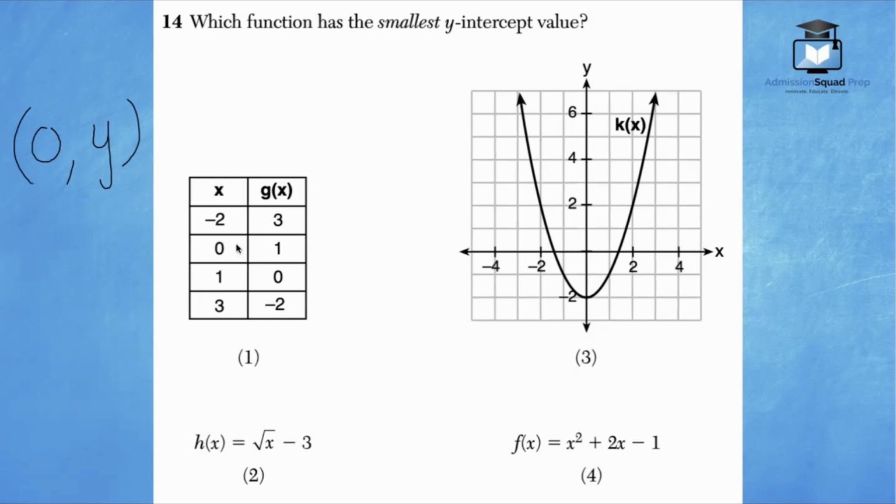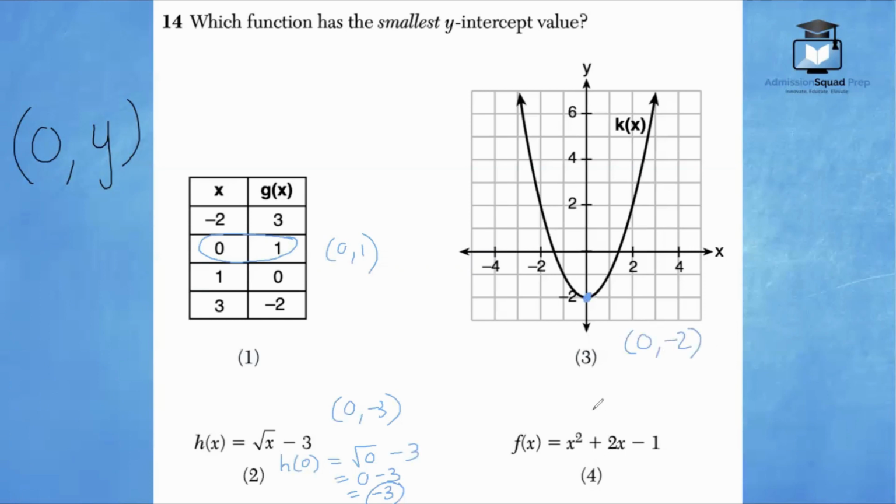For answer choice 1, the y-intercept is 0, 1, because when x is 0, y is 1. For answer choice 2, h of 0, which means x is going to be 0, is the square root of 0 minus 3. Since the square root of 0 is 0, 0 minus 3 is -3. So we have the point 0, -3 as our y-intercept. For answer choice 3, it's clear that the y-intercept is -2. So we have 0, -2.